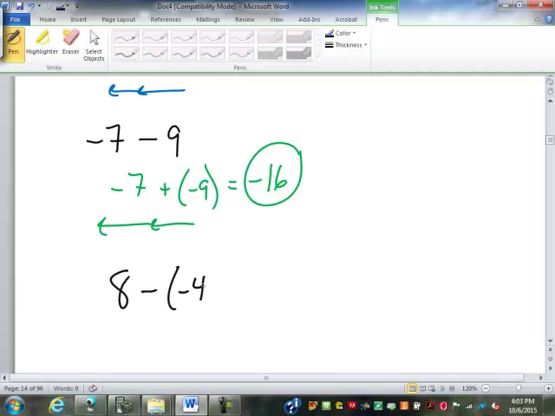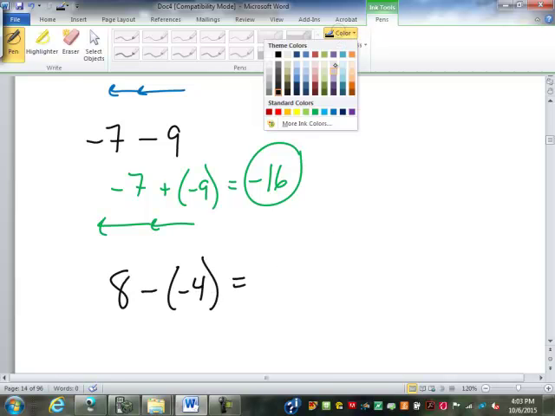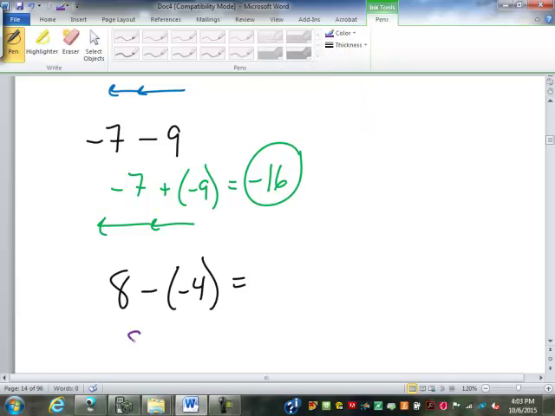Eight minus a negative 4. This becomes 8 plus a positive 4. Remember, the subtraction means we're going to add the opposite. So we're going to add the opposite of negative 4, which is positive 4, so that is just 12.